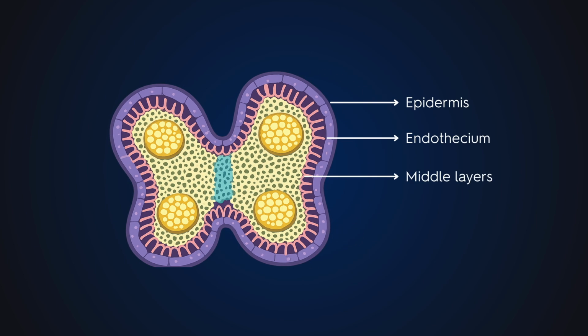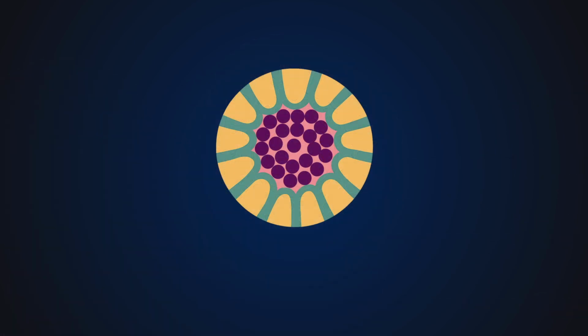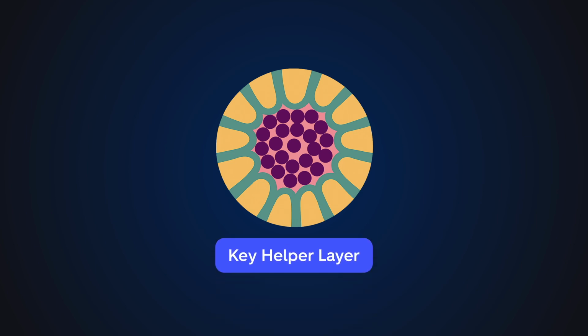The outer layers help protect the developing cells inside, while one special inner layer plays a huge role in making pollen possible. The outer layers are like a protective jacket, but the star of the show is the tapetum, the innermost layer lining the sac. It supports and feeds the cells that will become pollen.